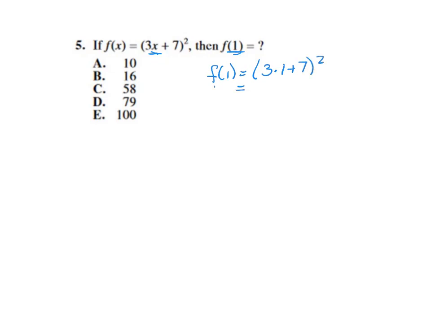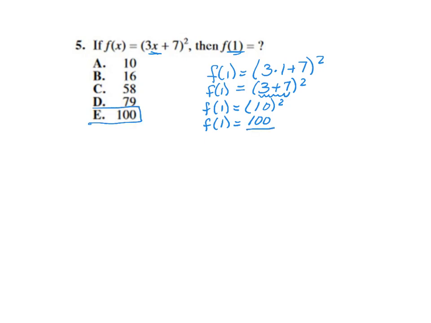Now, following order of operations, we would have to multiply first. So 3 times 1 is going to give us 3. Then we have plus 7 squared. Again, still following order of operations, I'm going to do what's inside my parentheses. So I'm going to take 3 plus 7, which is 10. Now I have to square that. And when I figure out what 10 squared is, it just means 10 times 10, or f of 1 would equal 100. The correct answer would be the letter E.